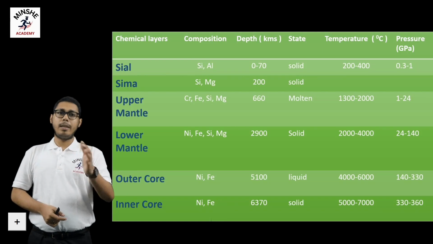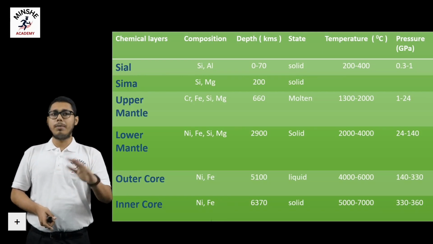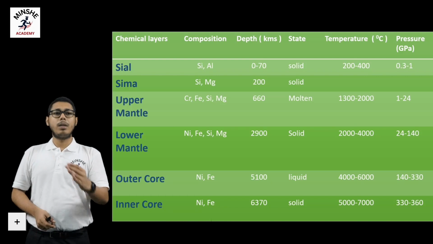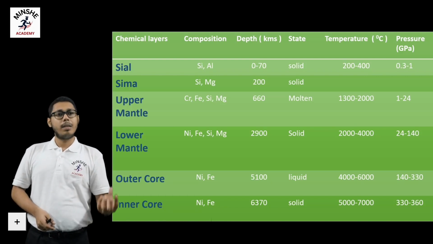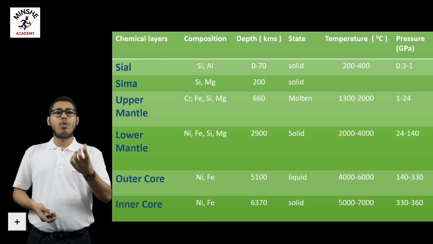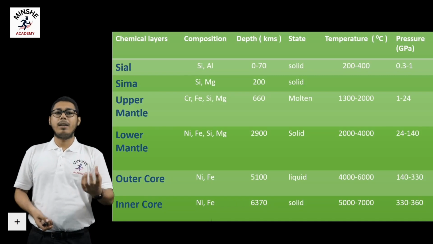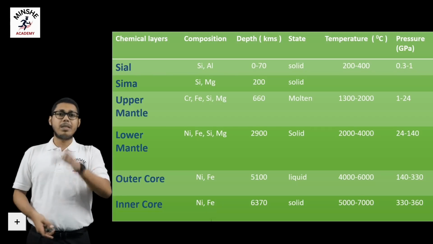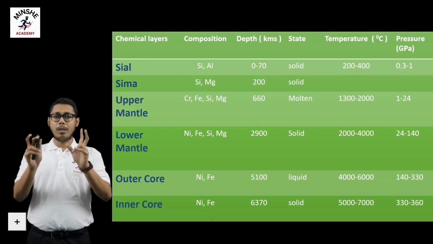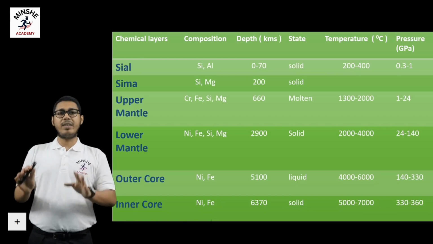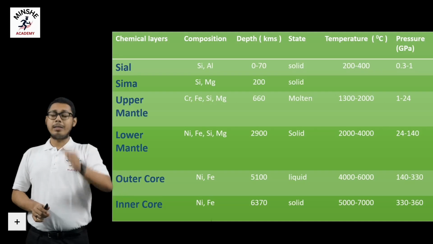Here, crust: silicon and aluminum, Sial; Sima: silicon, magnesium; upper mantle: chromium, iron, silicon, magnesium; lower mantle: nickel, iron, silicon, magnesium; outer core: nickel and iron; inner core: nickel and iron. So the abbreviations are also Sial, Sima, Crofesima, Nifesima, NiFe. The depths you have also learned. The states, that means solid or liquid, are not very important because you've already studied them in the physical classifications, but still I have given them. And in the inner core, you can see the highest temperature.